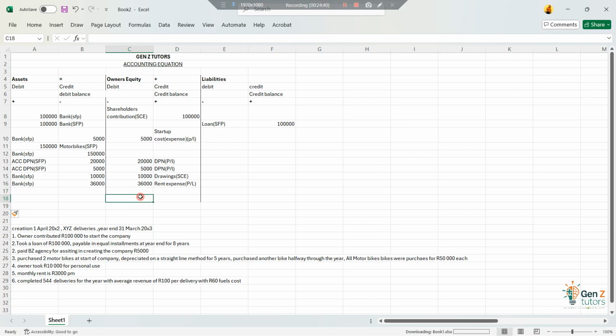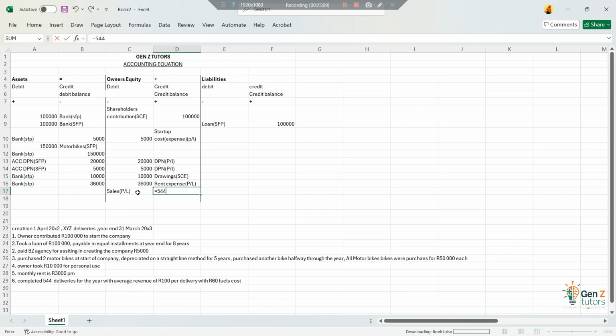So now let's go into our sales. Our sales are our income, which have a credit balance on the owner's equity. They increase our owner's equity. So now let's say sales. We are crediting sales, which go in the statement of profit or loss, right? And then how much are our sales?